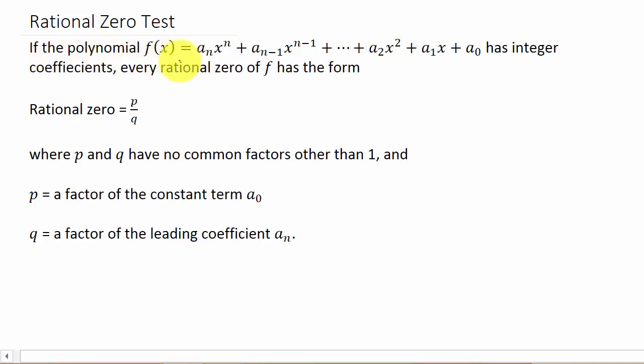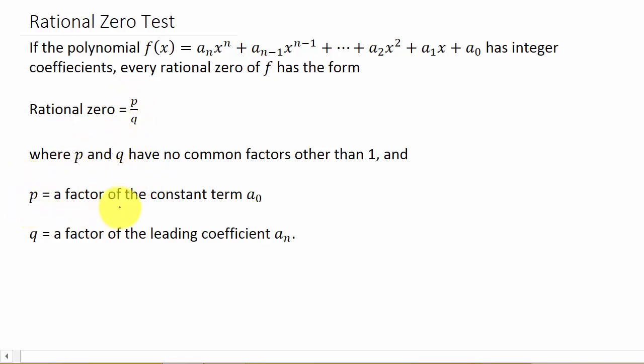So, if we have a polynomial f of x, here's our polynomial. This is the leading term and the leading coefficient, a sub n, x to the n. It's a degree n polynomial, and it goes all the way down to the constant term, a naught. It has integer coefficients, and every rational zero of the polynomial is of this form, p over q. We can write it as p over q, where p and q have no common factors other than 1. That just means that it's reduced. It's a reduced fraction.